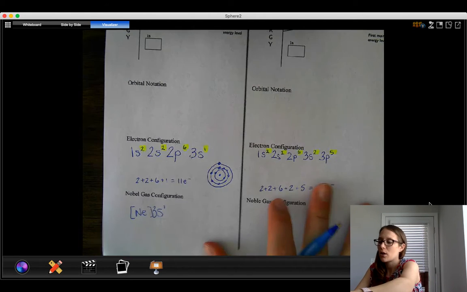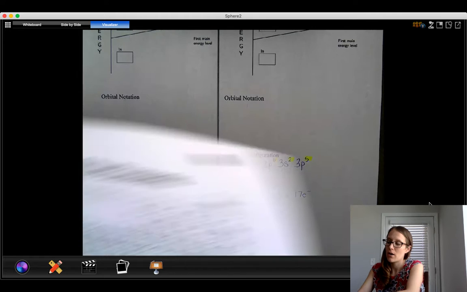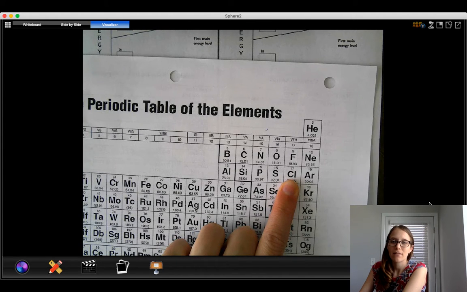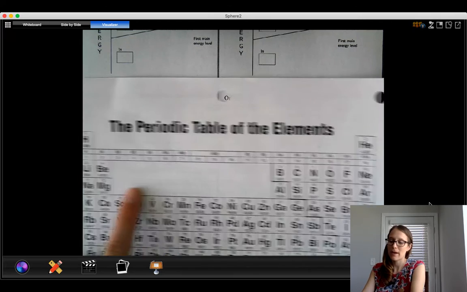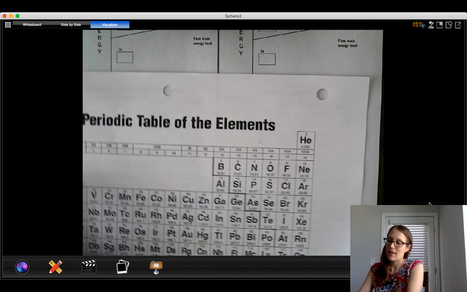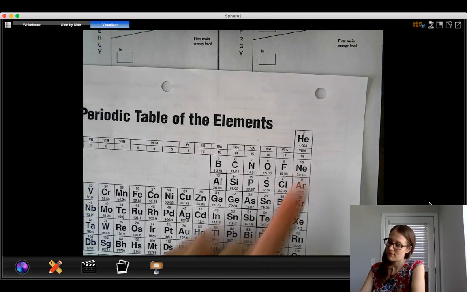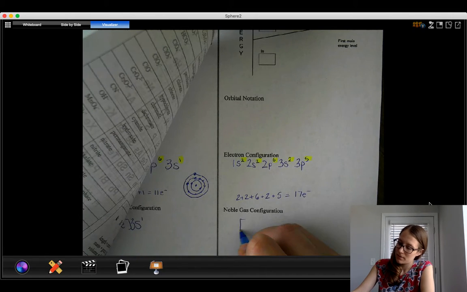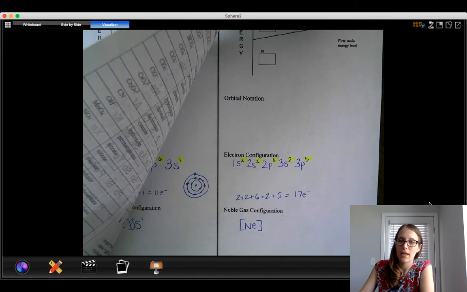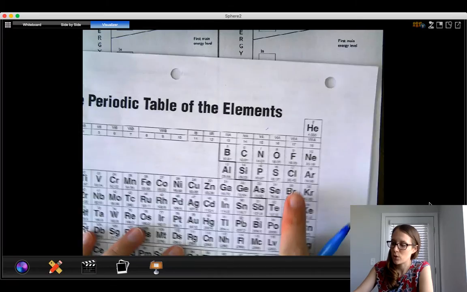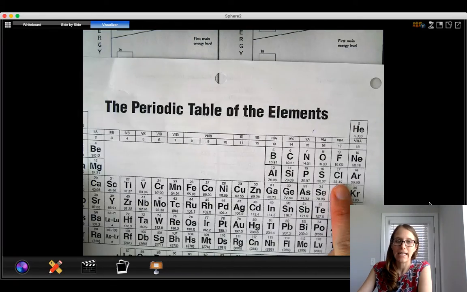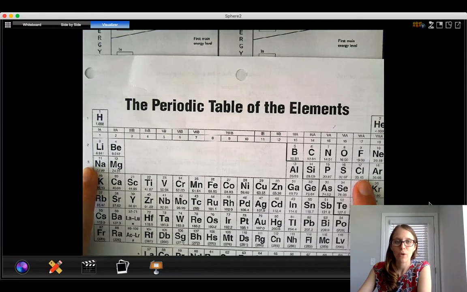So if we look at chlorine and we wanted to figure out what noble gas we already passed to get to chlorine, I'm going to go backwards, backwards, backwards, backwards, backwards, and then back. It's still neon for this one. So from neon to get to chlorine, what did I have to add? I needed to add these electrons in the third row.